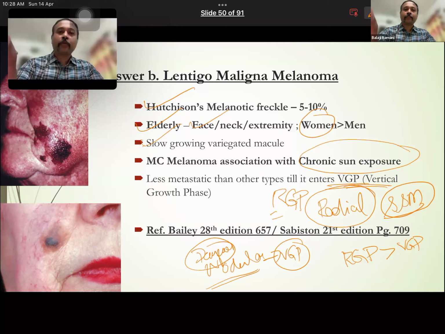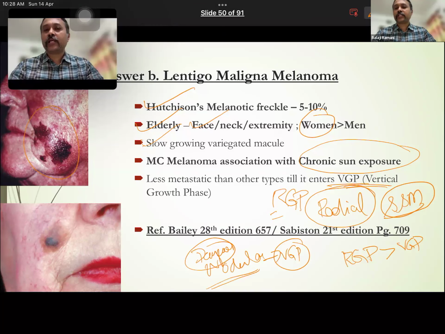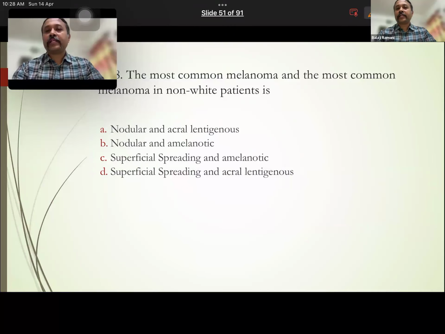Now, this is another example of an elderly gentleman with a similar lesion in the face. This is also a Hutchinson's melanotic freckle. This can come as a straight MCQ for you. What is the type of lesion? Now, most common melanoma and then the most common melanoma in non-white population. So we know that here it is either C or D. We know the superficial spreading is the most common. Now, is amelanotic the most common type, or is it acral lentiginous? The answer is acral lentiginous.